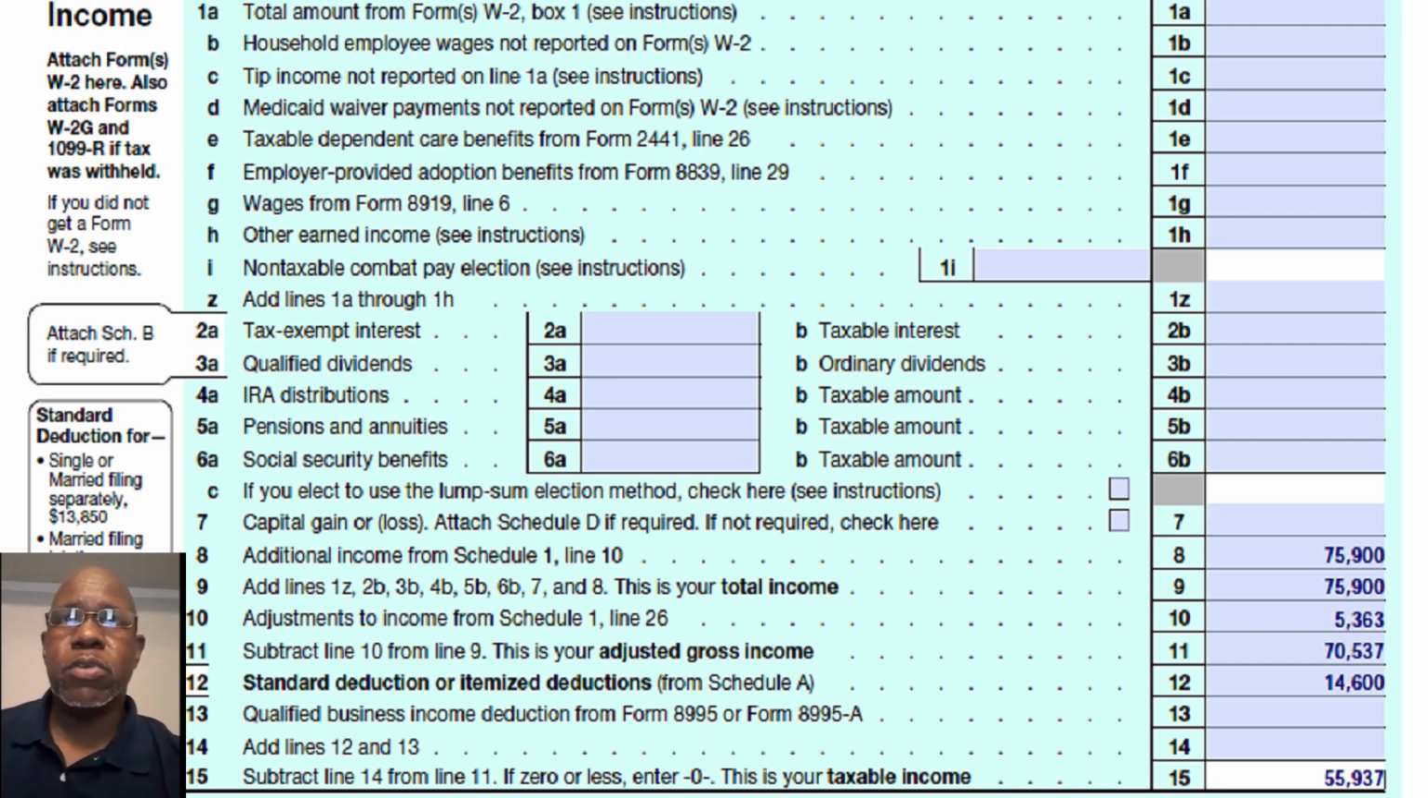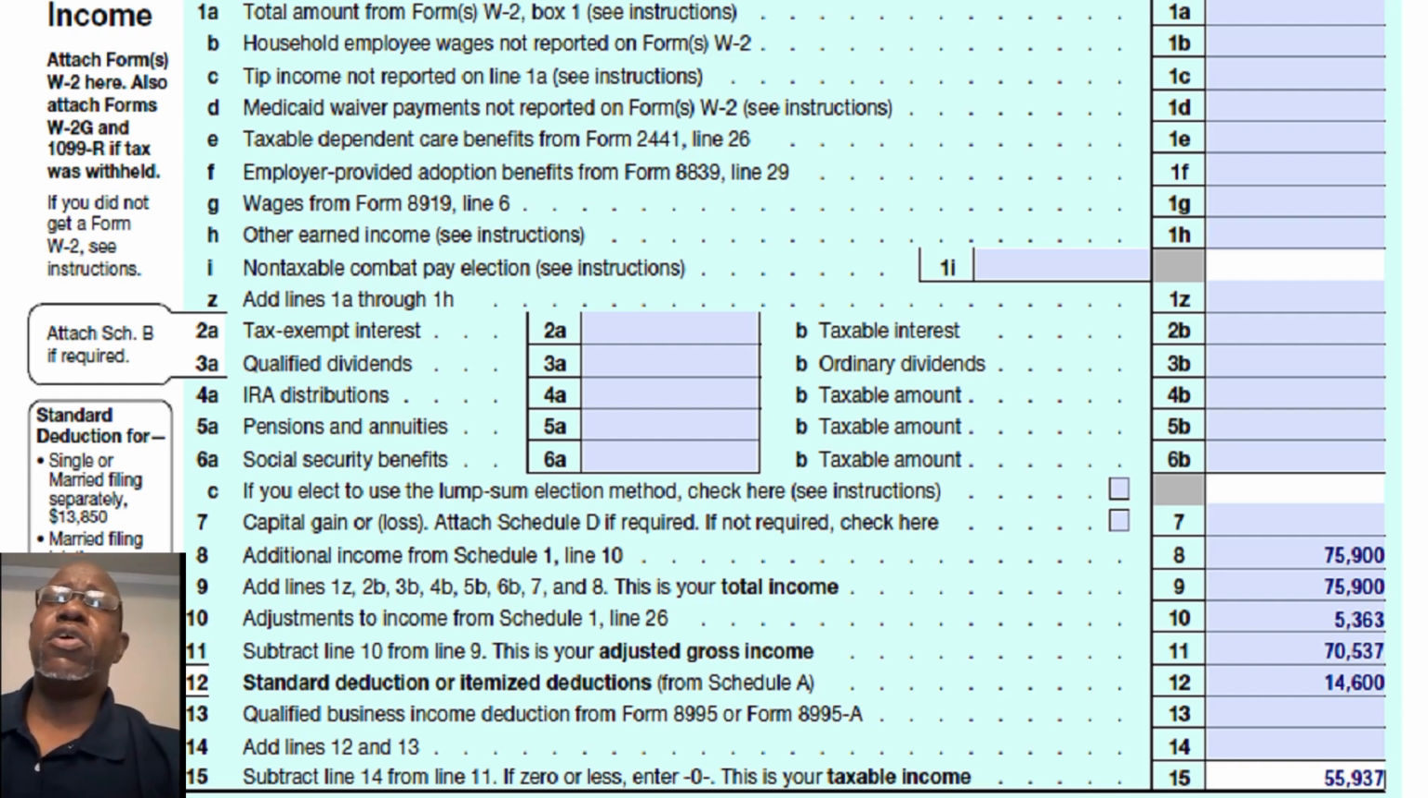Next step is to calculate the QBI deduction, the qualified business income deduction. With the TCJA that was passed in 2017, the government put a provision in there for self-employed business owners to have a 20% deduction from your income. That 20% is the smaller amount of 20% of adjusted gross income or 20% of taxable income before the QBI deduction.